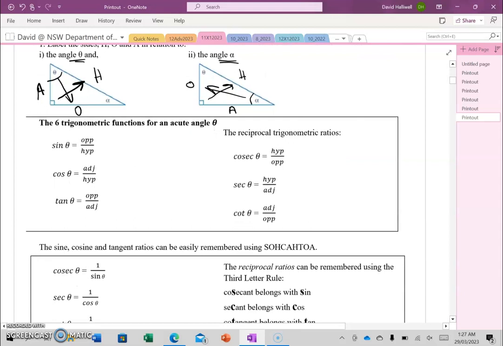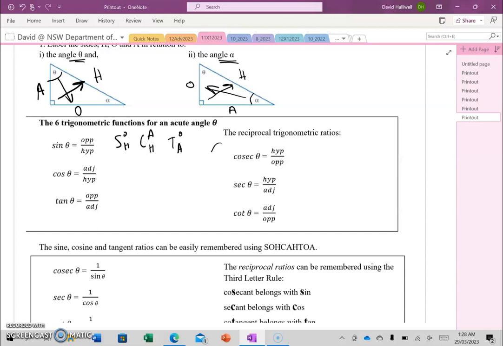A recap on the 6 trigonometric functions. Don't worry that it says for acute angles. We're just focusing on the 6 trigonometric functions. Sine, cosine, and tangent you should know. The way you remember these is SOH CAH TOA, where sine is opposite over hypotenuse, cos is adjacent over hypotenuse, and tan is opposite over adjacent.